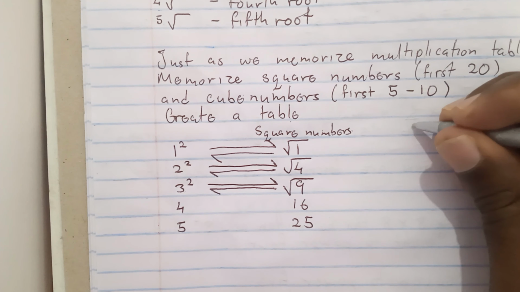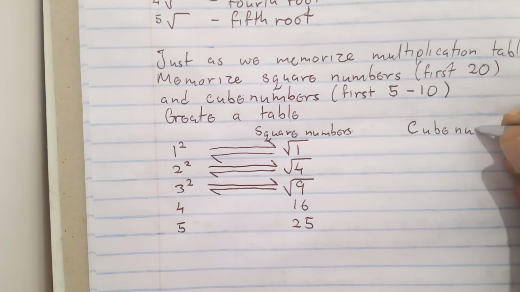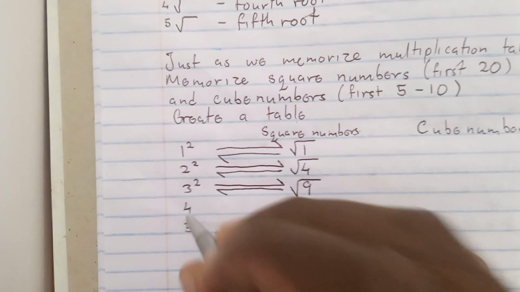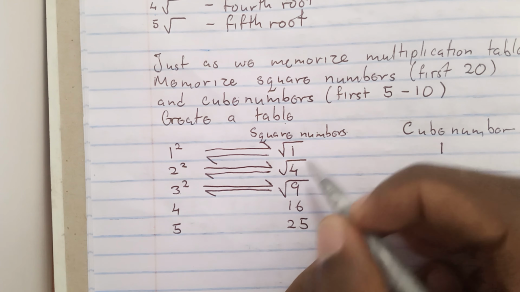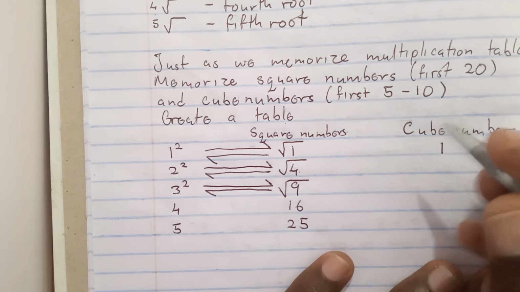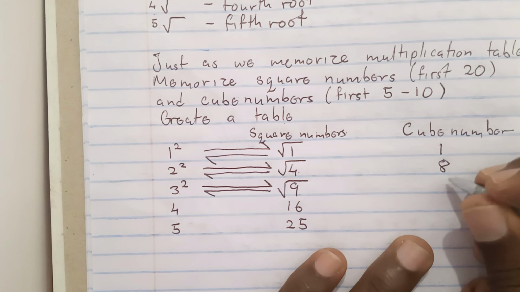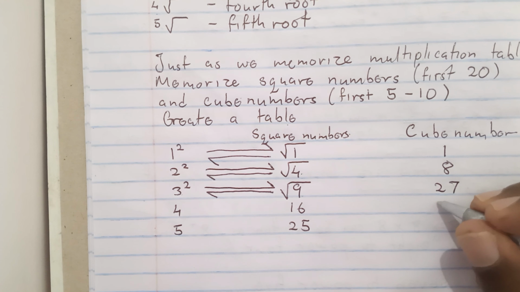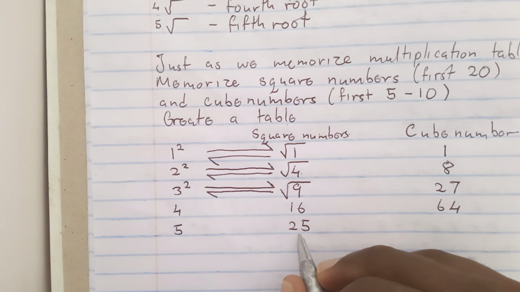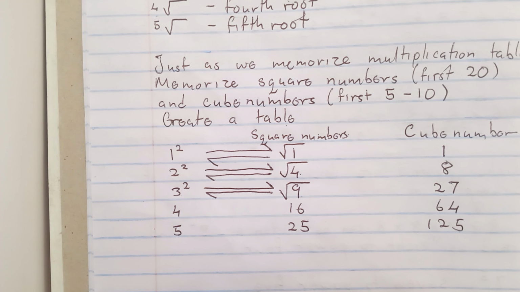The same case applies when it comes to cube roots. Here we have cube numbers. 1 times 1 times 1 is still 1. 2 times 2 times 2: we take 4 times 2, which gives us 8. 9 times 3 is 27. 16 times 4 is 64. 25 times 5 is 125. As we had seen earlier, this is how it goes.